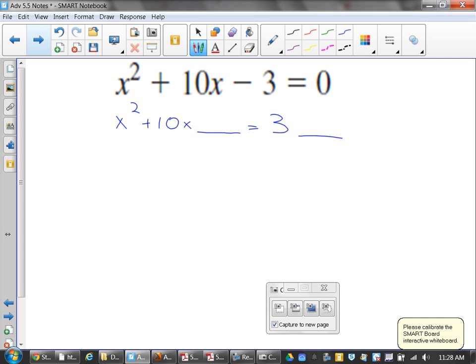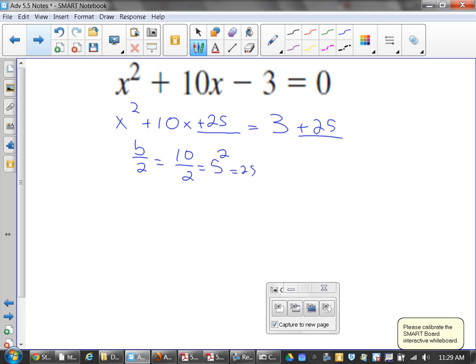Now, the reason why I'm putting those blanks in there is because I'm going to create a new trinomial on the left. The trinomial on the left is going to be a perfect square trinomial. Here's what you do. You take half of b. So half of 10 is how much? 5. Square it. So you're going to add 25 to both sides.